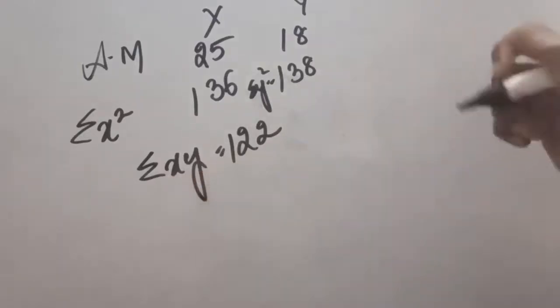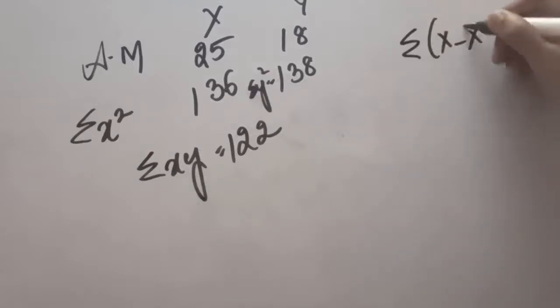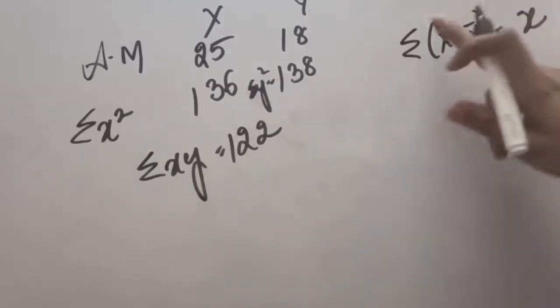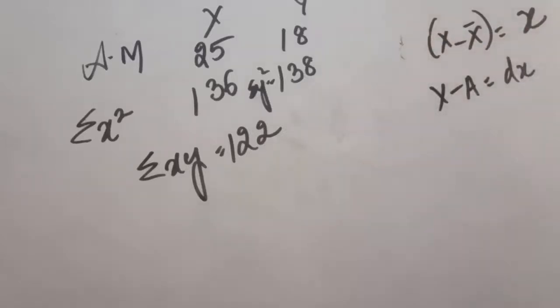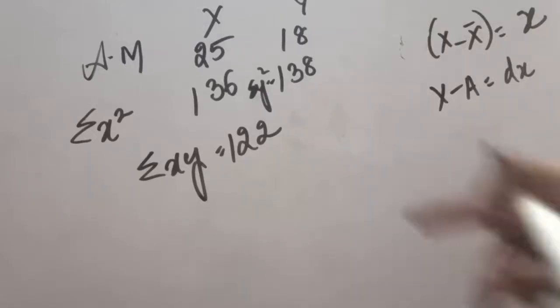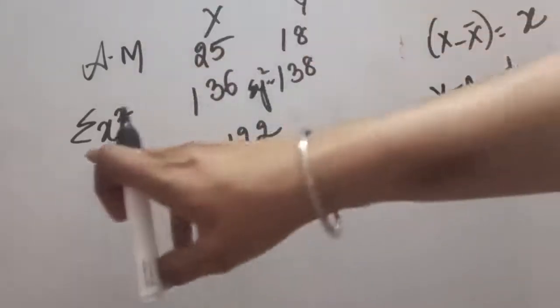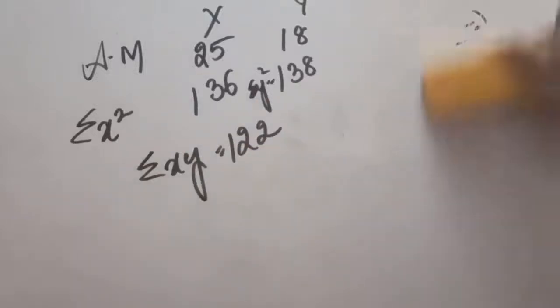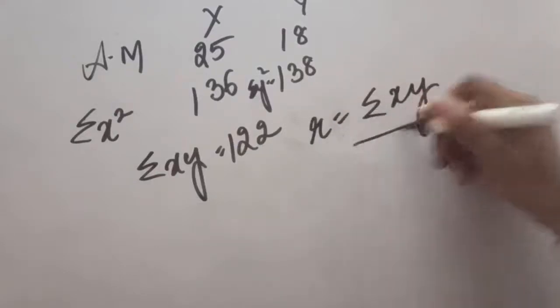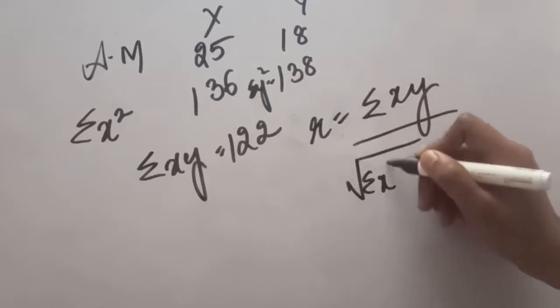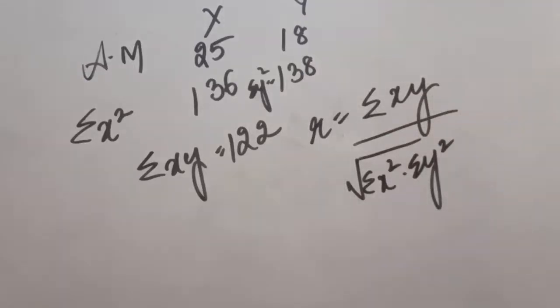When deviations are taken from the respective mean, that is x minus x mean, it is always small x. We all know that when deviations are taken from an assumed mean, we call it dx, but when deviations are taken from the actual mean, we call it small x. So this is the question where deviations have been taken from the actual mean. When deviations are taken from the actual mean, the formula for Karl-Pearson correlation becomes very easy: sigma xy divided by the square root of sigma x square into sigma y square. If in any question you would like to take deviations from the actual mean, when your actual mean is not in fractions or points, you can apply this formula.